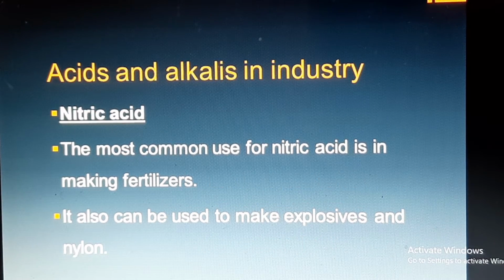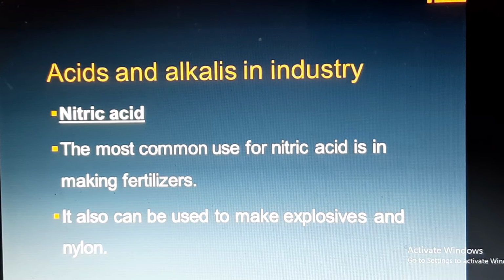Next we are discussing the second objective, the acids and alkalis in industry. That means the industrial uses of acids and alkalis. First we are discussing the acid, nitric acid. The most common use of nitric acid is in making fertilizer. We know that plants need fertilizer. Most of the fertilizer is made from nitric acid.